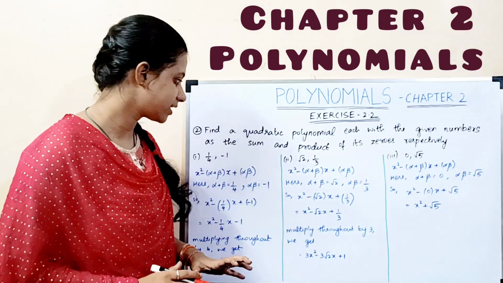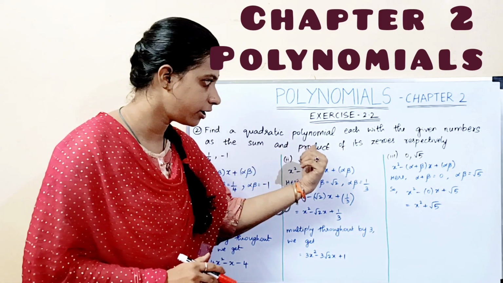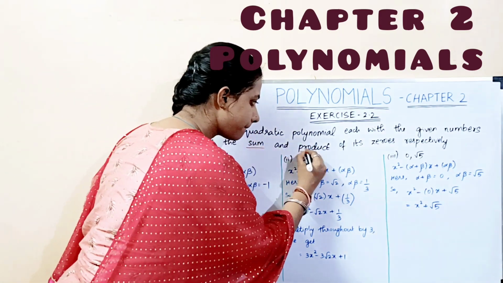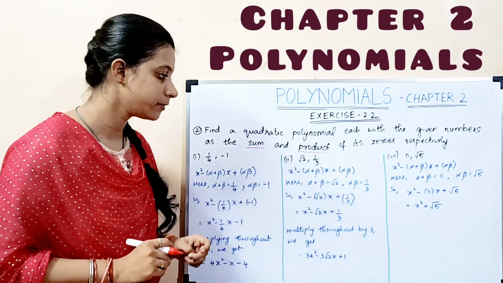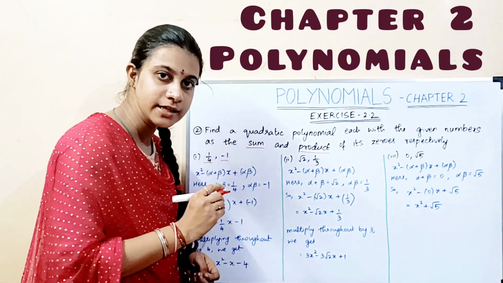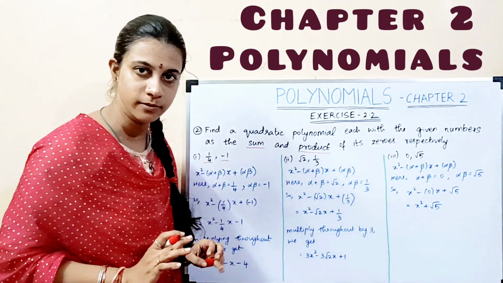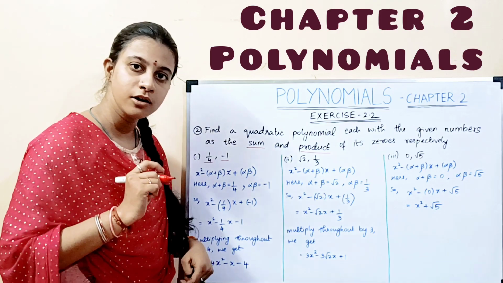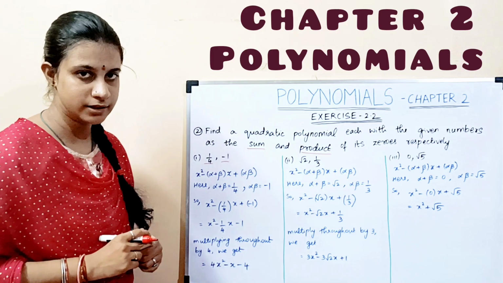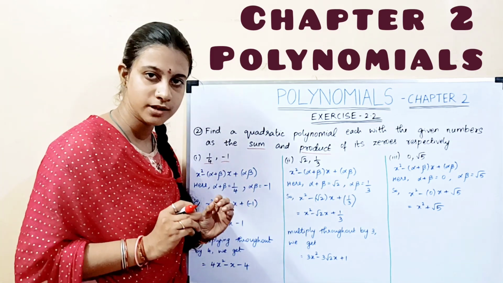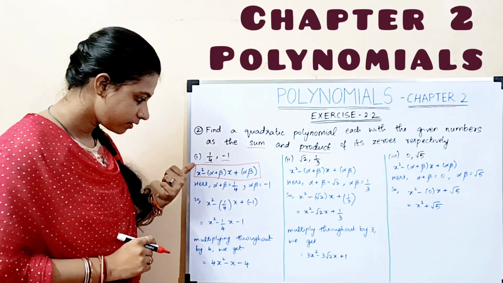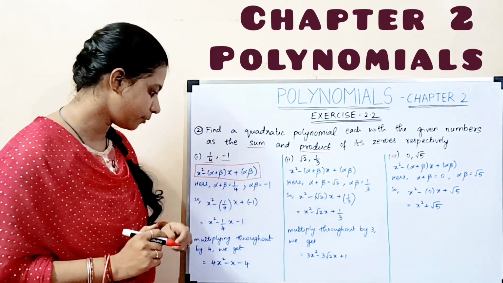In the second question, it is given to find a quadratic polynomial, each with the given numbers as the sum and product of its zeros respectively. So the numbers given here are the sum of the zeros and the product of the zeros of the polynomial, and we have to find the quadratic polynomial. While seeing the theory part, we have also seen that when the sum and product of the zeros are given and a quadratic polynomial is asked, we can use this step to find it.